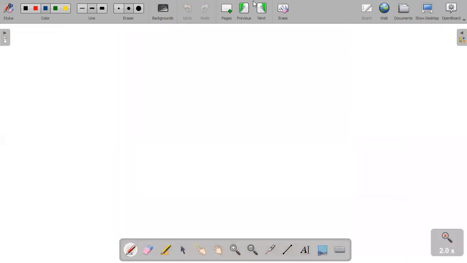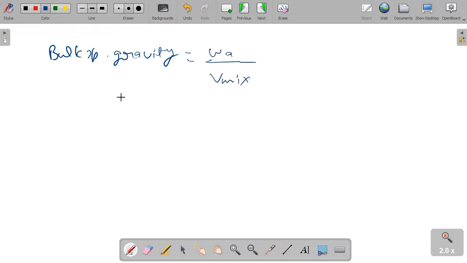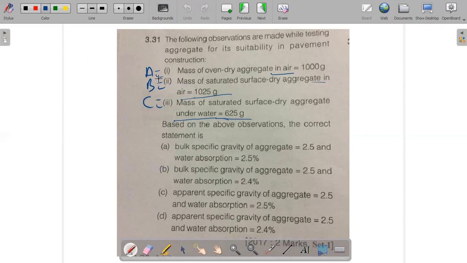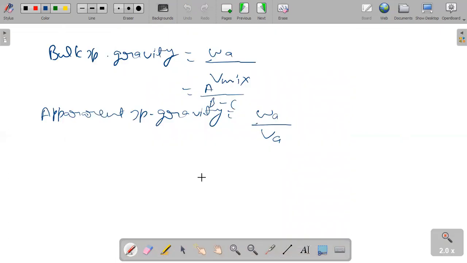We already know the formulas: bulk specific gravity is equal to A upon V, and apparent specific gravity is equal to A upon V. We can also write it as A upon B minus C for bulk, and apparent specific gravity as A upon A minus C.